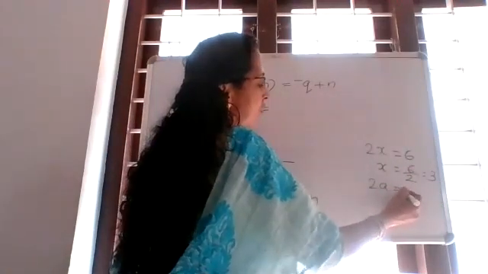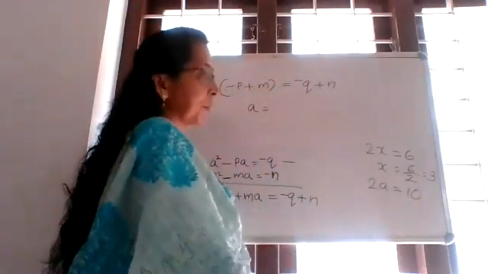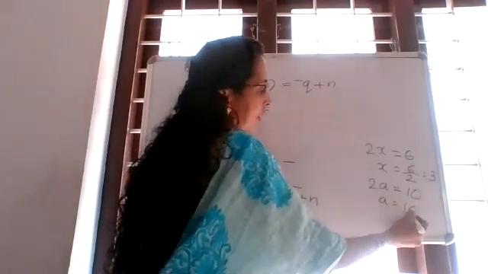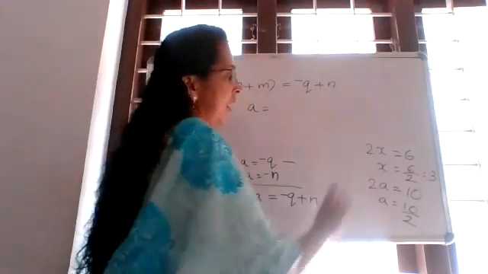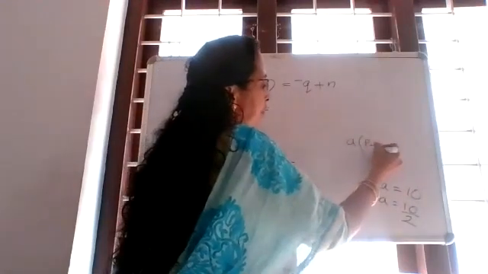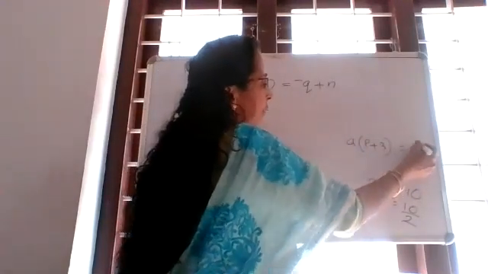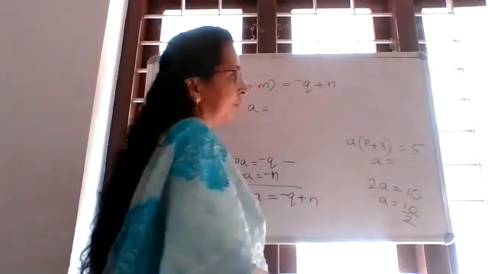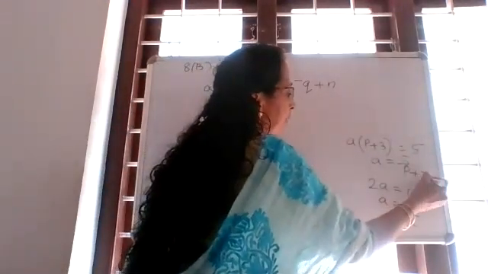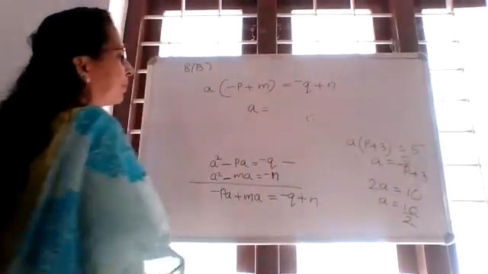2a is equal to 10, so a is equal to 10 by 2. A into p plus 3 is equal to 5, so a is equal to 5 by p plus 3.